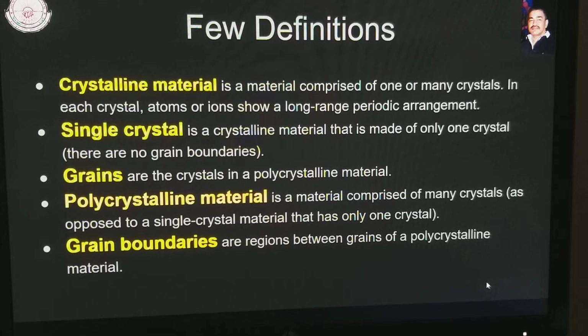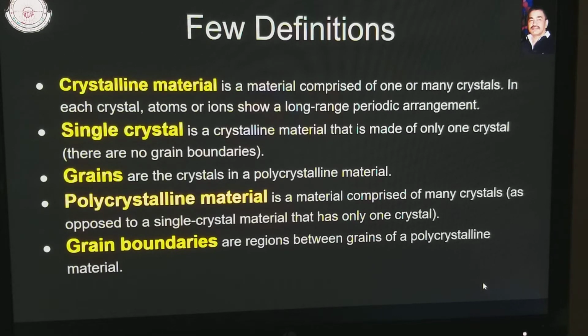Some of the important definitions, for example, crystalline material. A crystalline material is a material comprised of one or many crystals. In each crystal, atoms or ions show a long range periodic arrangement. Single crystal: in a single crystal, the material is made of only one crystal. That is, we do not find any grain boundaries within a single crystal. We can also say that in single crystals, all the atoms are arranged periodically.